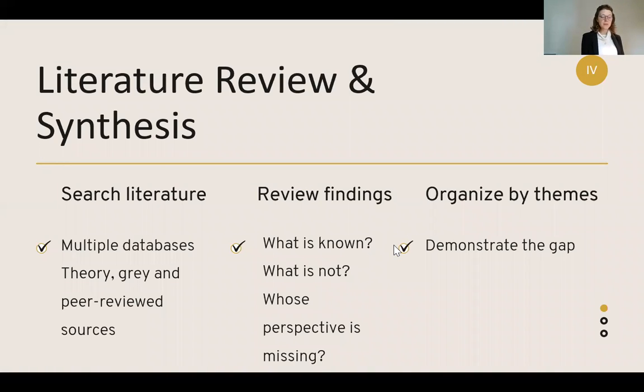So next we have the literature review and synthesis. This is the next key step in laying out your study. This continues to build on your study purpose, and it will help refine the research question too, as I mentioned. Here, a researcher searches the literature to discover what's already known or not known about the phenomenon of interest. Multiple databases provide varying perspectives from multiple disciplines, so it's a good idea to use them. Researchers can use theoretical articles, lay literature, and peer-reviewed sources to better understand their chosen phenomenon.